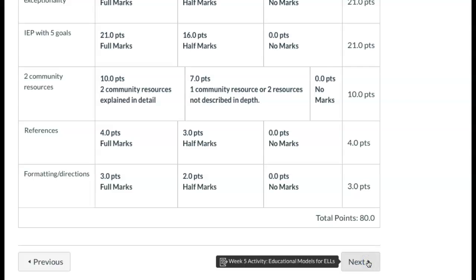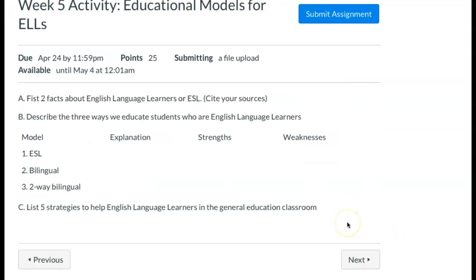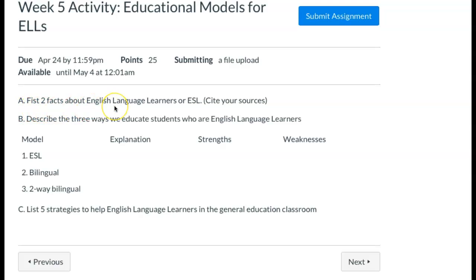Next is going to be your weekly activity over the educational models for English language learners. And so first you're going to find out 2 facts. Cite your sources. How many English language learners are there? How many are in each program? How many are in Denison? How many are in Pottsboro? How long does it take to acquire languages? Things along those lines.